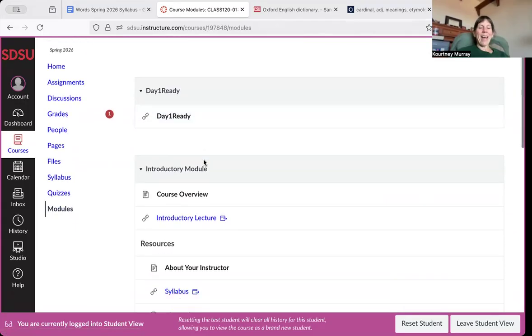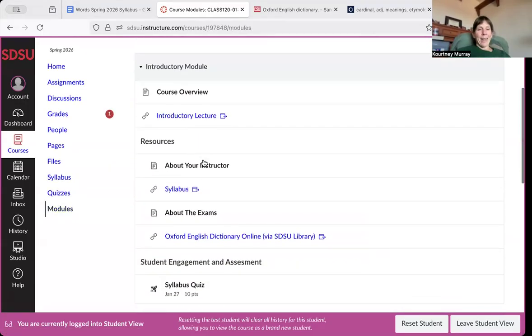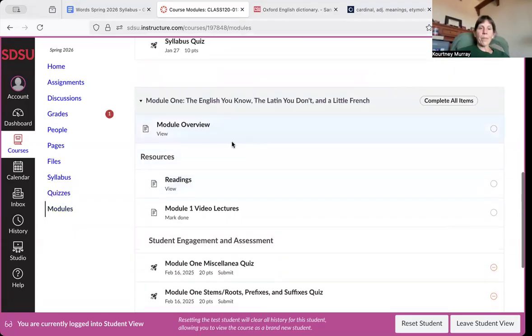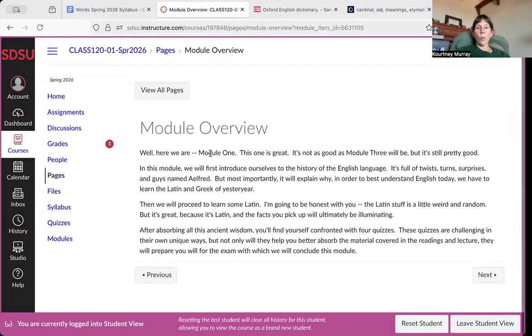That's exciting. Okay, but then after the introductory module, you will have module one. Now, there's only one here. I will post module two after the first exam. I will post module three after the second exam, etc. But every module is going to look exactly the same. So it will start with a module overview, which will tell you what the focus of this particular module is.